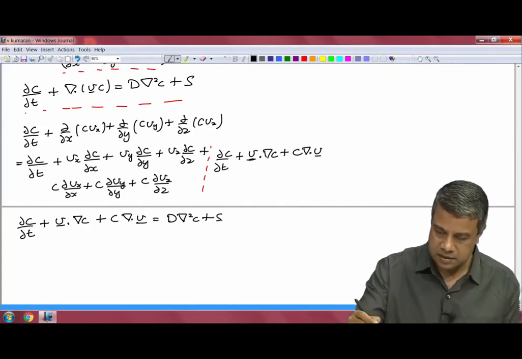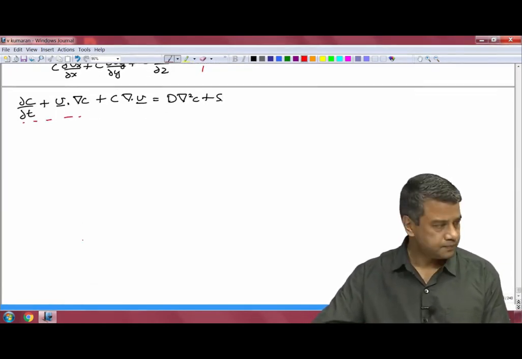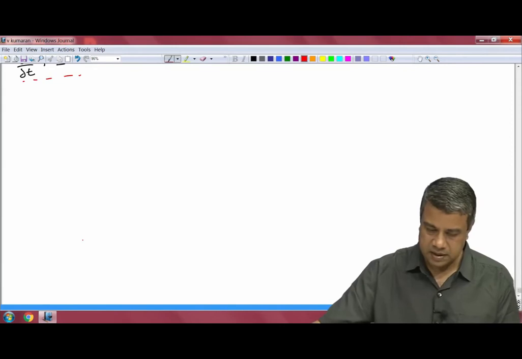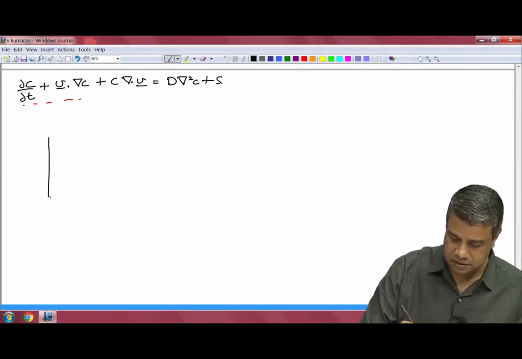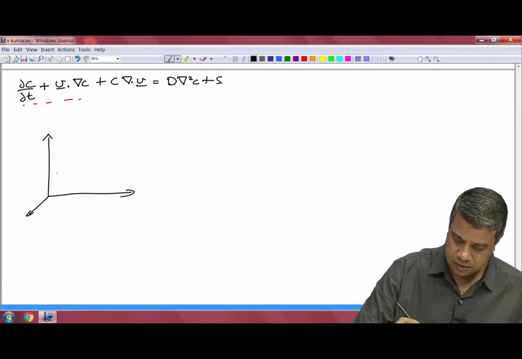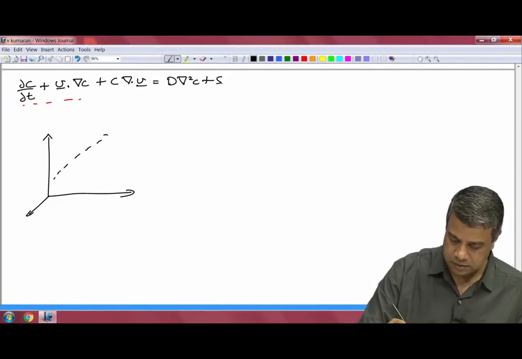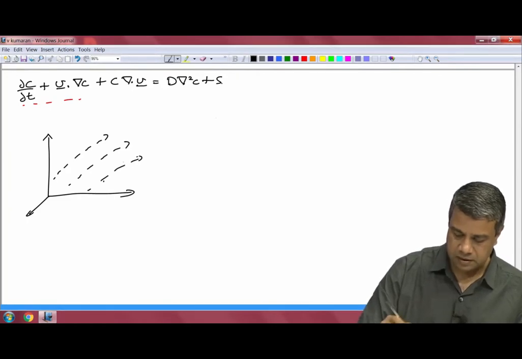So, what do these terms mean? Let us take a concentration and velocity field in 3 dimensions. You have some flow field and some variation in concentration in this 3-dimensional space.